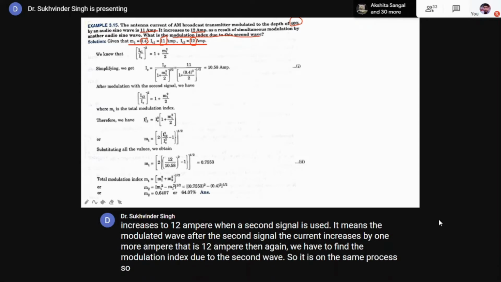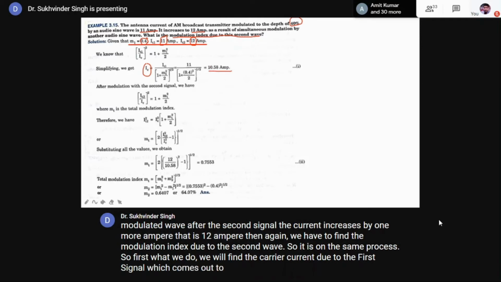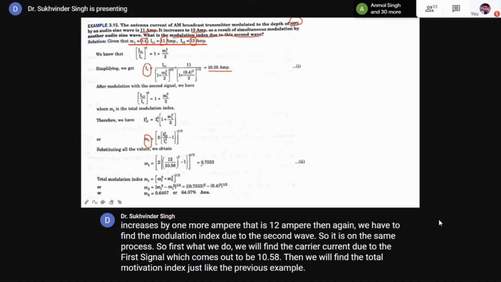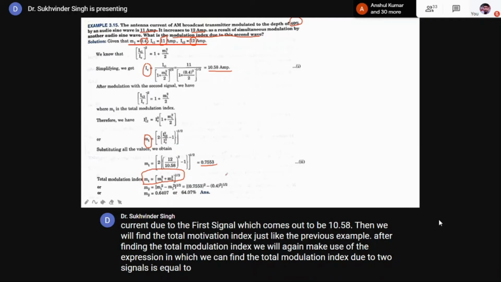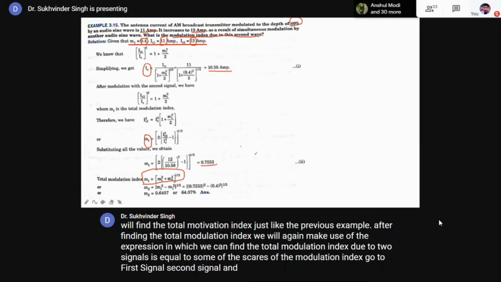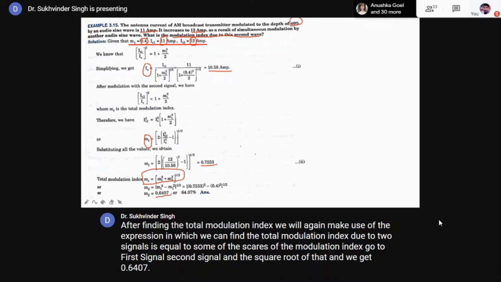So first we will find the carrier current due to the first signal, which comes out to be 10.58. Then we will find the total modulation index, just like the previous example. After finding the total modulation index, we will again make use of the expression in which the total modulation index due to two signals is equal to the square root of the sum of the squares of the modulation index due to the first signal and the second signal, and we get 0.6407 modulation index, that is 64.07% modulation index.